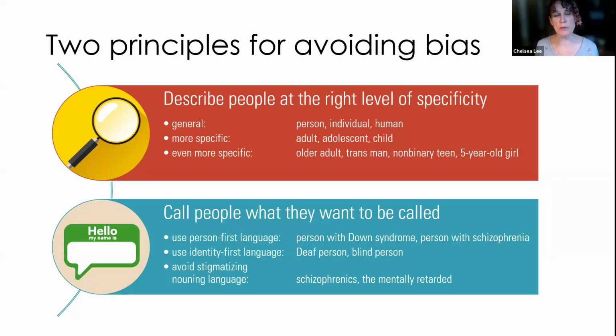However, generally you want to avoid stigmatizing nouning language, like saying the schizophrenics or the mentally retarded. It's considered offensive and kind of totalizing, like the person's only the condition, they're not a person anymore. So these two principles are the things to hold in your mind: amount of specificity and call people what they want to be called.